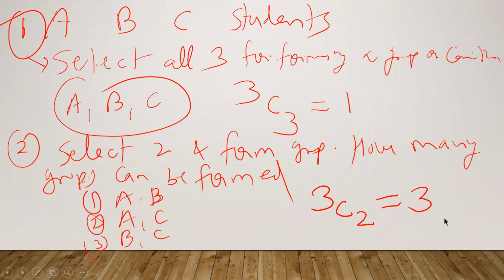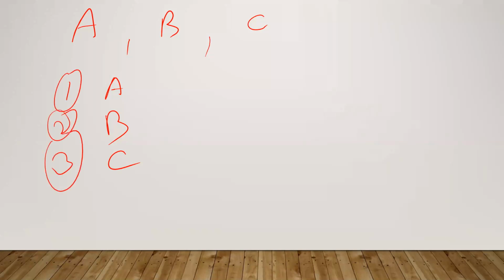Let us see what is 3C1. There are 3 people, A, B, and C, and I want to select only 1. I have to send that person for a competition out of 3 students. In how many different ways can I select only 1 person? Either I can select A, or B, or C. See, these will be the 3 possible ways. I have to select only one, so this is number 1, number 2 and number 3. I can have only 3 possibilities: A, B or C.